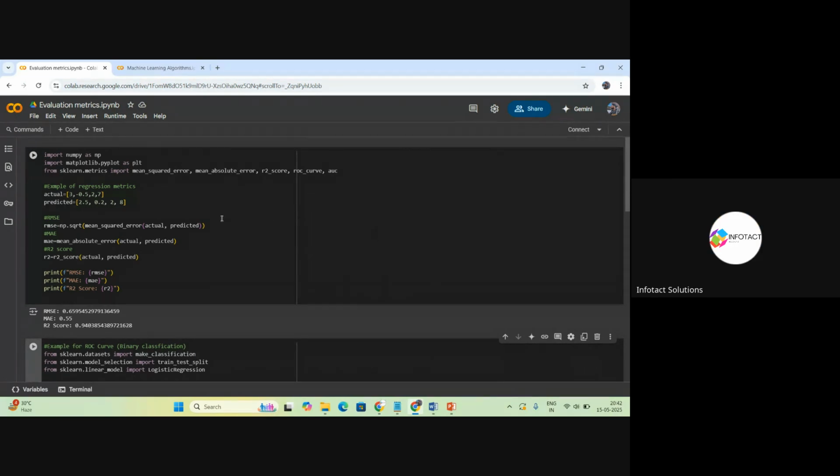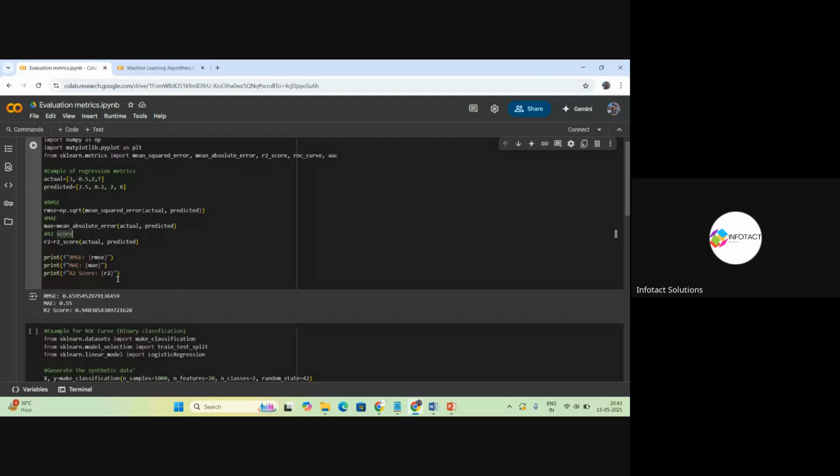First, importing the required libraries. From sklearn.metrics, everything can be imported from scikit-learn. Then import mean squared error, mean absolute error, and R2 score. The actual value and the predicted value are given. Then RMSE is the square root of the mean squared error of actual and predicted. The mean absolute error is computed between actual and predicted. Then the R2 score of actual and predicted.